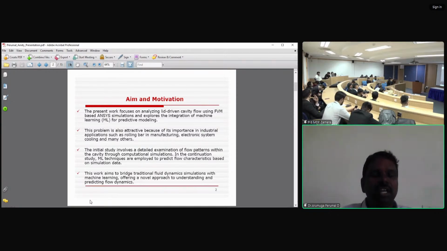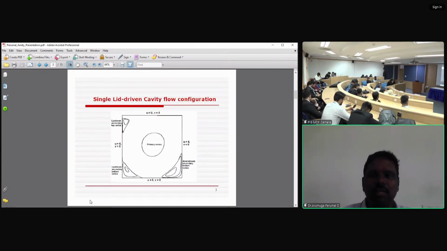Then after that, we extract the data. Then we analyze it using machine learning techniques, so that we can understand and bridge the relation between fluid mechanics and machine learning algorithms.